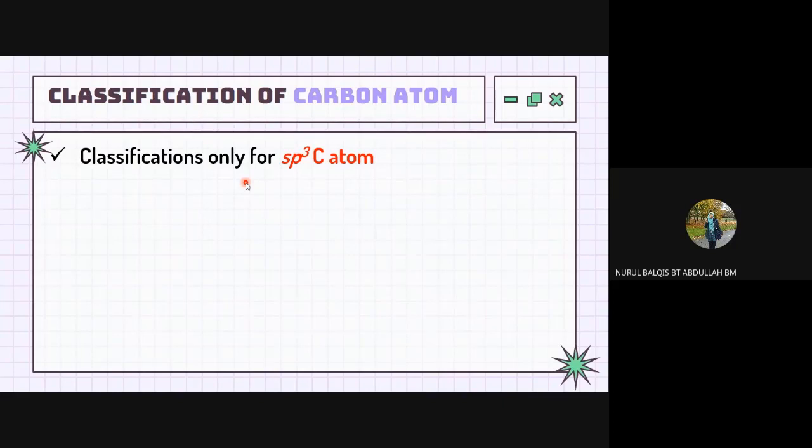S, P1, P2, P3. Maksudnya classifying carbon kena ada berapa bond? 4. Only carbon that got 4 bonds sahaja yang boleh kita classify the class of carbon. If you have carbon attached to a double bond, boleh tak kita nak classify the carbon as well? Tak boleh. These classifications of carbon only happens to sp3 hybridized carbon. They got 4 electron groups around it.